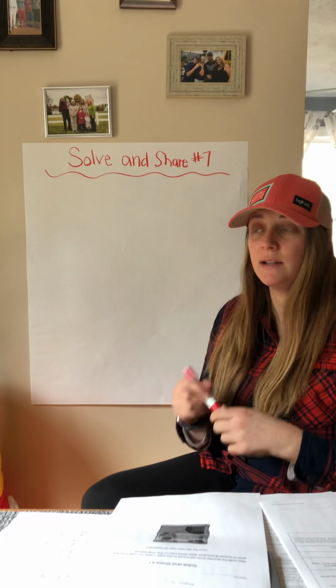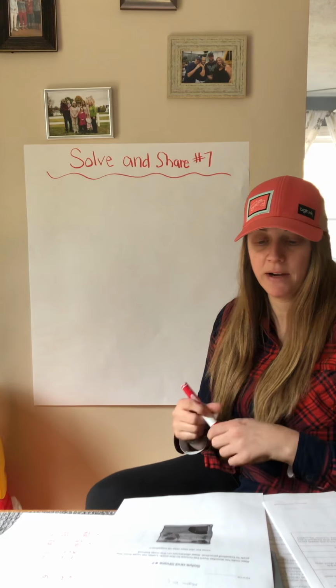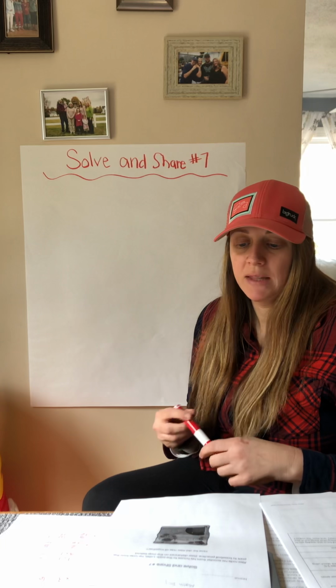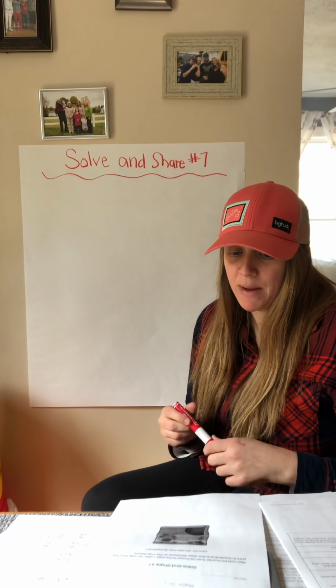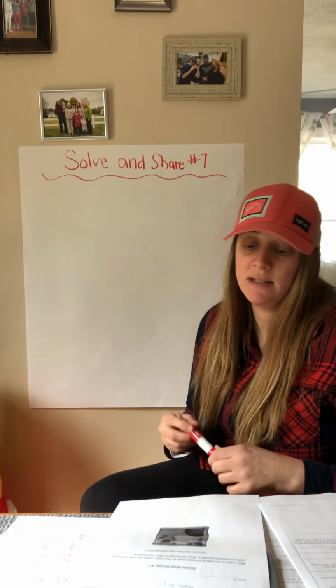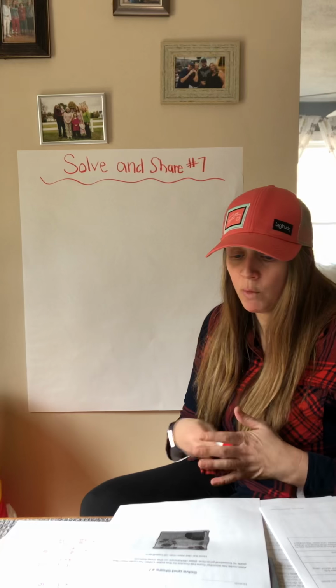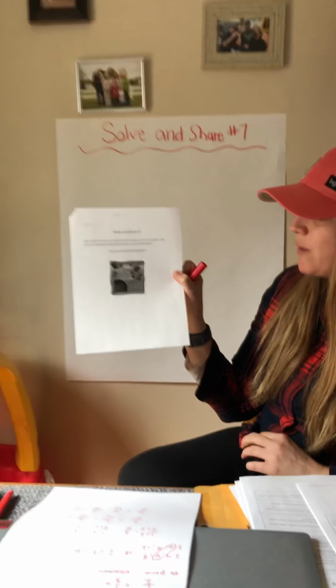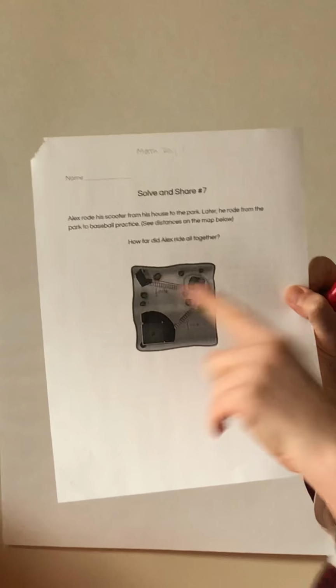I'm going to read today's solve and share, and then we're going to solve this together. Alex rode his scooter from his house to the park. Later, he rode from the park to the baseball practice. See distances below on the map. So what you have at home is your solve and share paper. It says, how far did Alex ride all together? And it has the map.